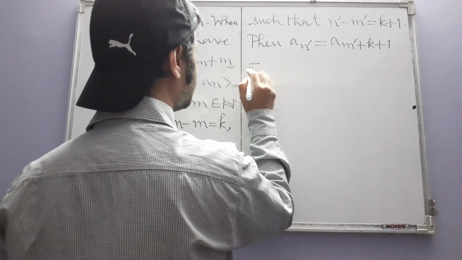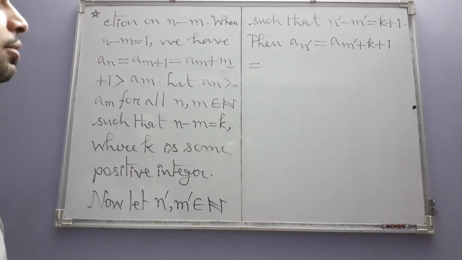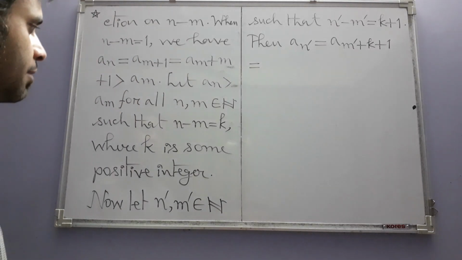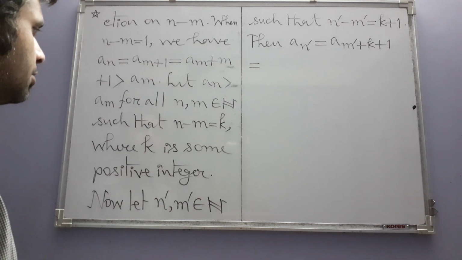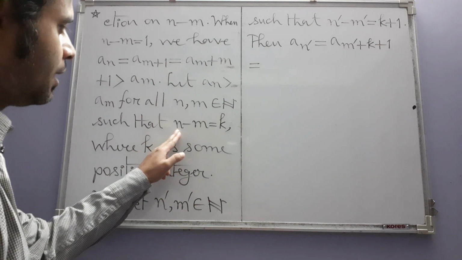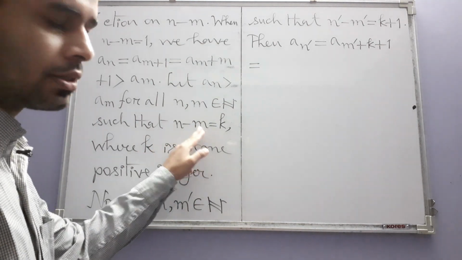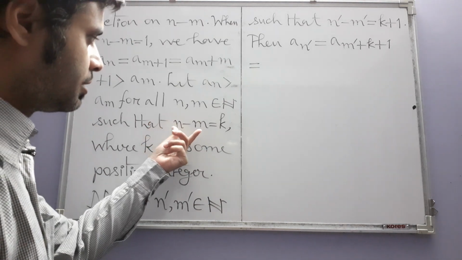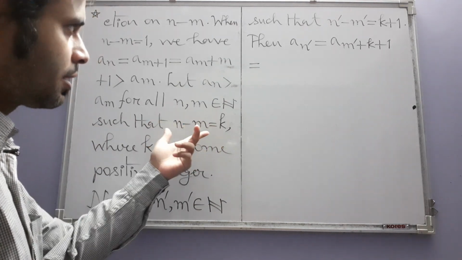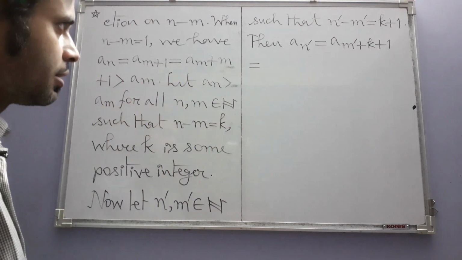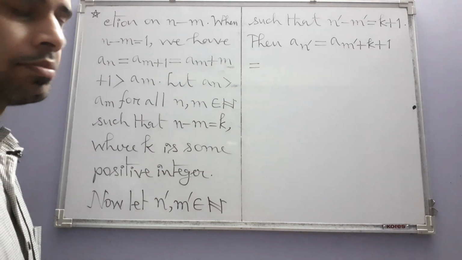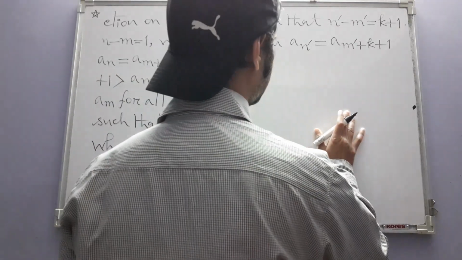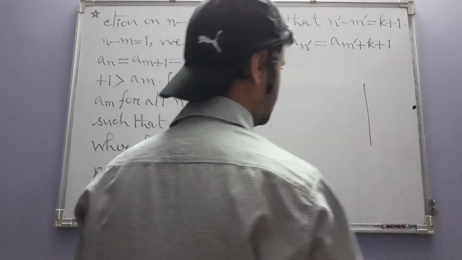Now this equals what? Note that we have to somehow be able to use the induction hypothesis. So the induction hypothesis means if we have any two natural numbers n and m such that their difference is k, then for such natural numbers a_n is greater than a_m. Do we see anything like that here? Of course we see, you can see it here.